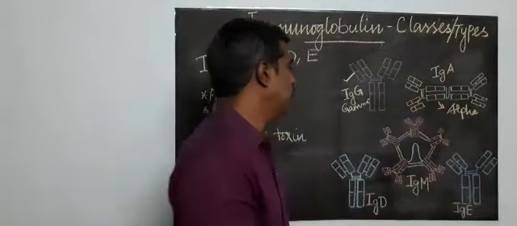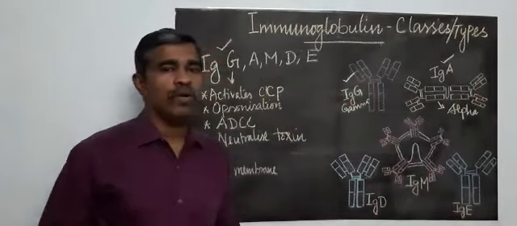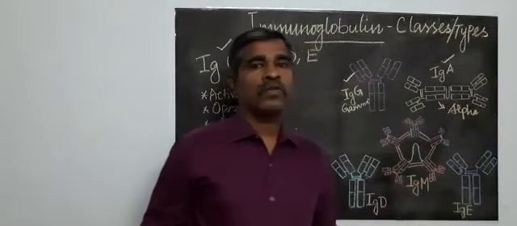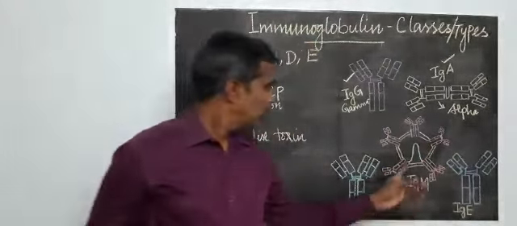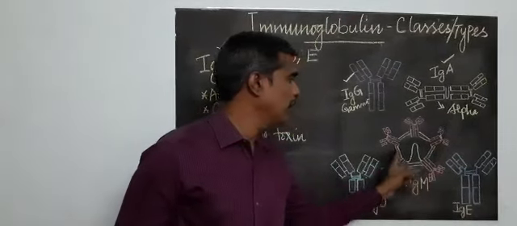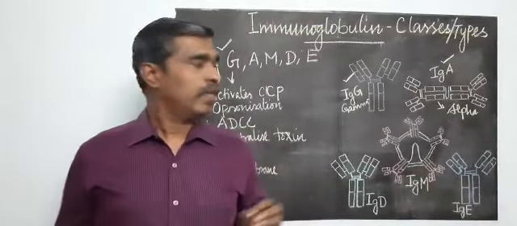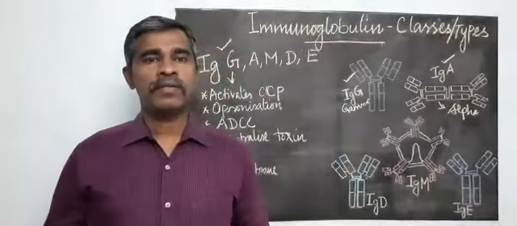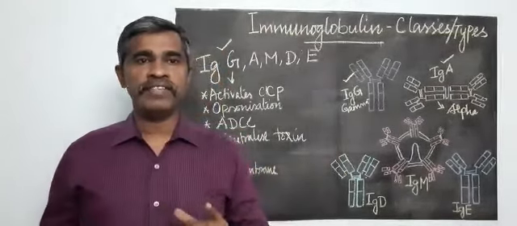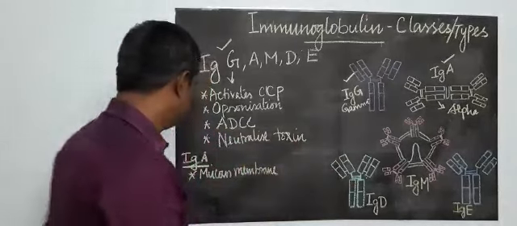So that is IgA. The third type of immunoglobulin is IgM. IgM is a pentamer: 1, 2, 3, 4, 5 monomer units. So this IgM is a pentamer. And IgM performs two different functions. One is that it acts as a cell surface receptor.